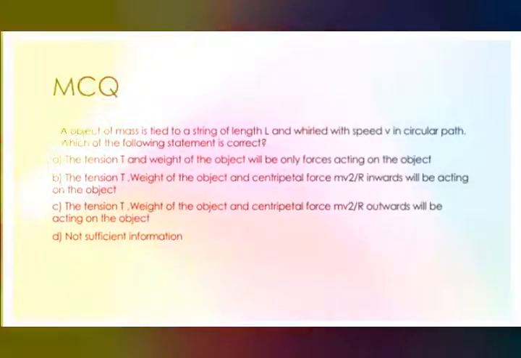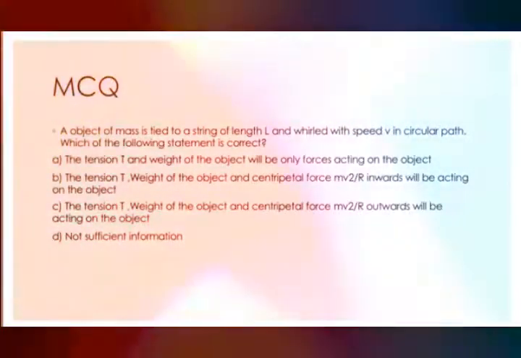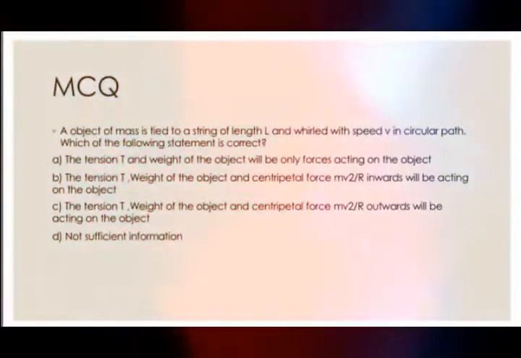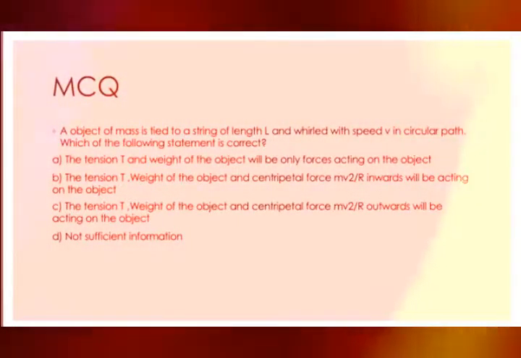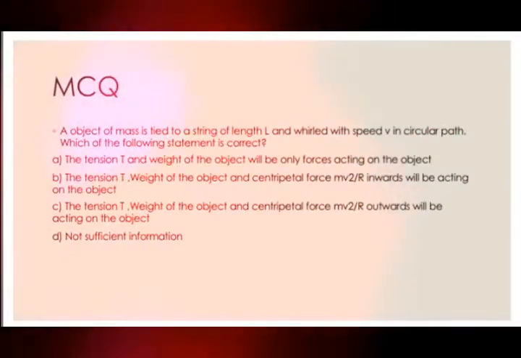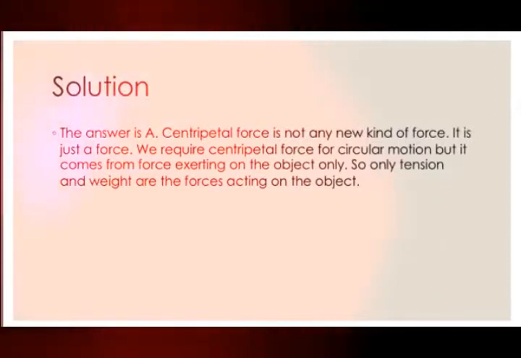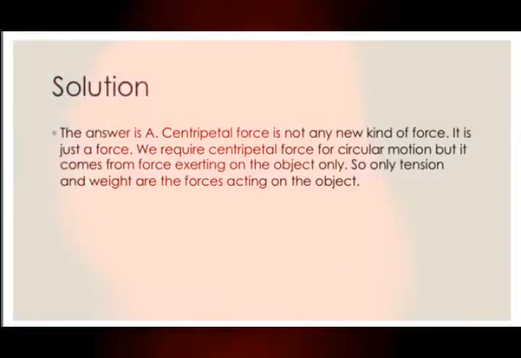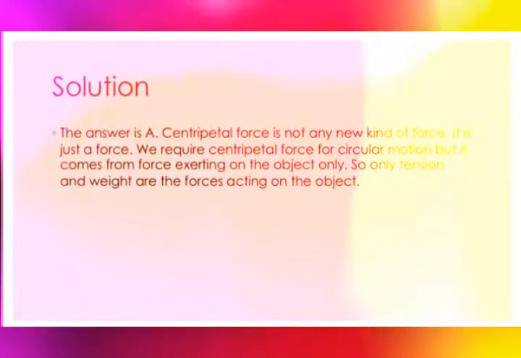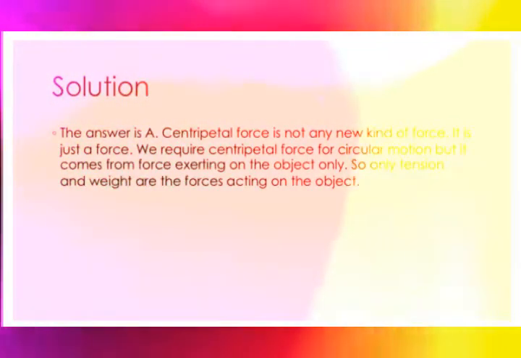Alright, this is an MCQ question. It says an object of mass m is tied to a string of length L and whirled with speed v in a circular path. Which of the following statements is correct? There are different types of answers for this, but the correct answer is A. Centripetal force is not any kind of special force. We require centripetal force for circular motion, but it comes from forces exerted on the object only. So only tension and weight are the forces acting on the object.